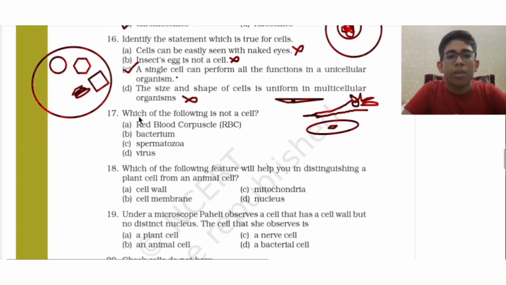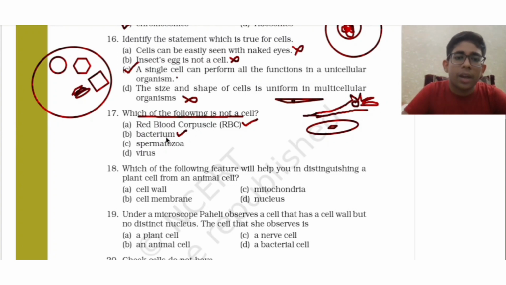Question 17. Which of the following is not a cell? So an RBC, red blood corpuscle or red blood cell, is a cell, as we can tell from its name. And the bacterium is also a cell. All the bacteria are cells. And the spermatozoa is also a cell. And the virus is not a cell because it is not living. It is the conflict between living and non-living because it can only live inside a fully functioning organism once it enters it, but outside the cell it cannot do anything, so it is not a cell because it is not living.